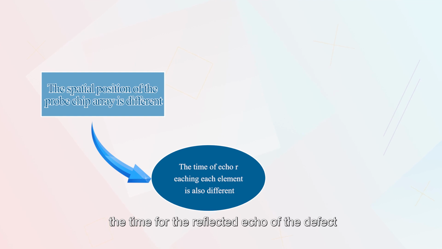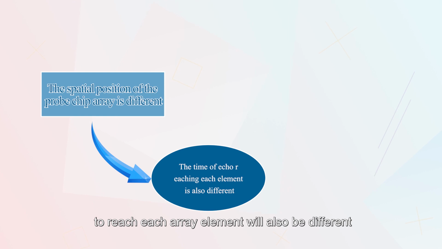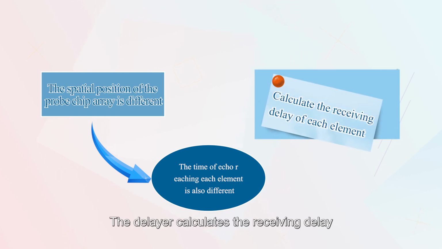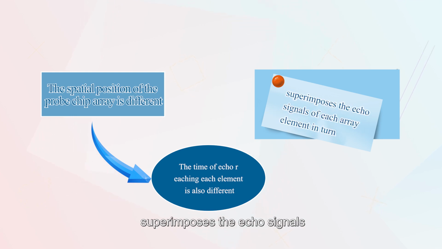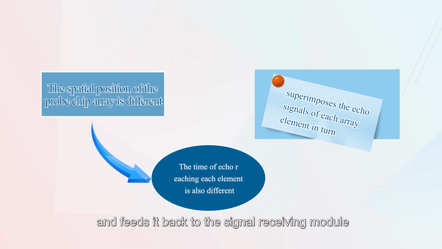Due to the different spatial positions of the array elements of the probe wafer, the time for the reflected echo of the defect to reach each array element will also be different. The delayer calculates the receiving delay of each array element according to the receiving focal law, superimposes the echo signals of each array element in turn, and feeds it back to the signal receiving module.